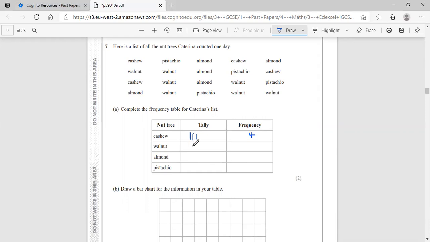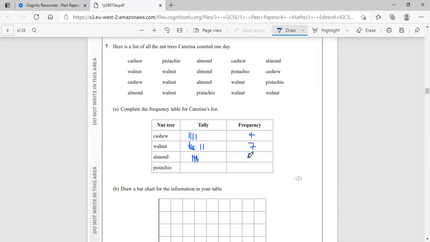Walnut. Okay, so how many walnuts are there? 1 on the first row, 3 on the second row, none on the third row, 2 on the next row, and then 1 last final one. Okay, that'll give us 7. Okay, next one, almond. There's 1 on the first row, 0 on the second row, 3 on the third row. Okay, and then there's 1 more on the next row, so that's 5.